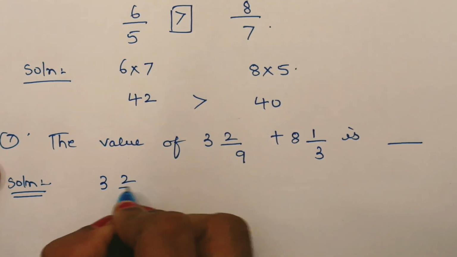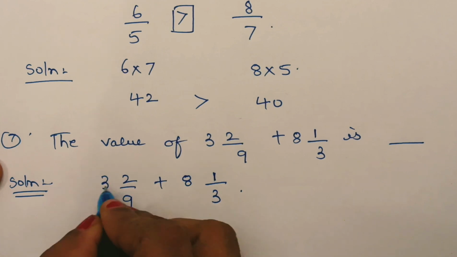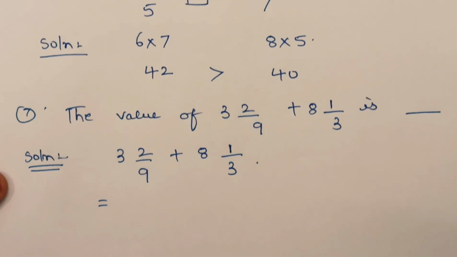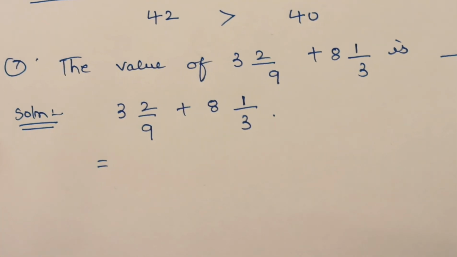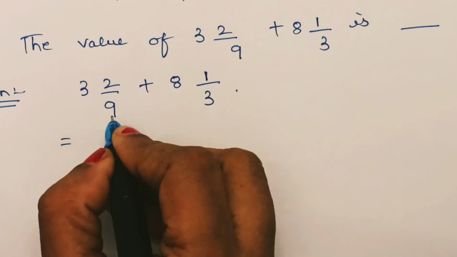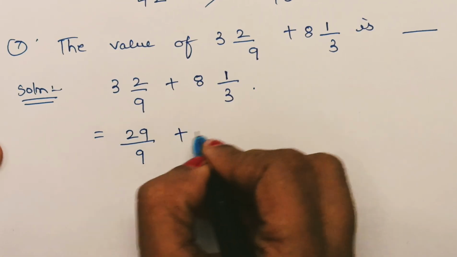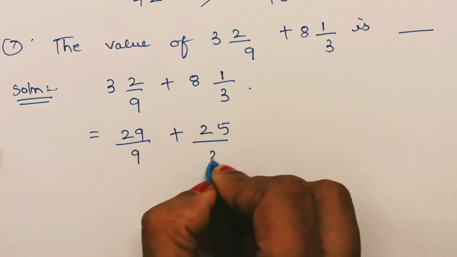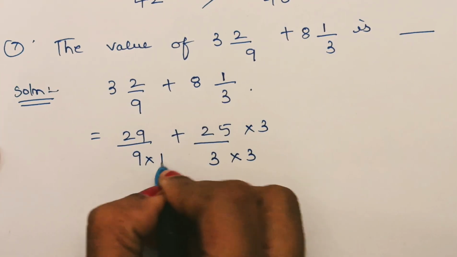Now, 3 2 by 9 plus 8 1 by 3. Convert this into improper fraction. 3 nines are 27 plus 2. Okay. Now, 3 nines are 27, that is 29 by 9. 8 threes are 24, 25 by 3. So here what you'll do, into 3 into 3 into 1 into 1.